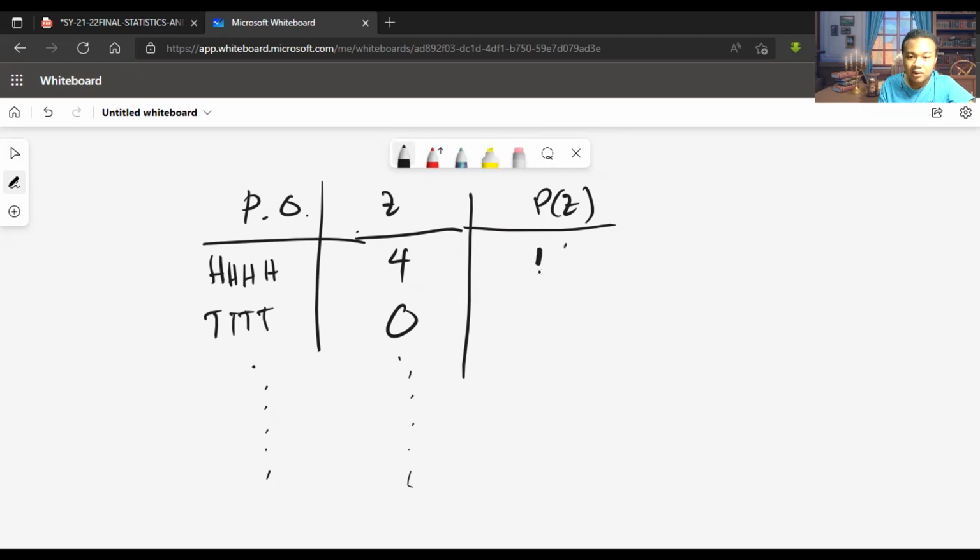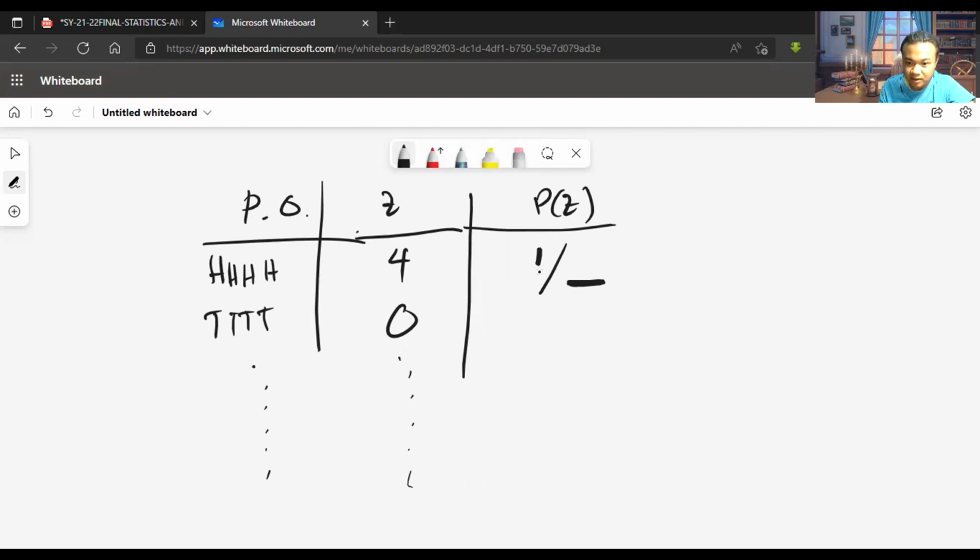Okay? And then over the total number of outcomes. Okay? So you will be the ones to find that. How many outcomes are there? So it's your job to find that out. Okay? Then next is the probability histogram.